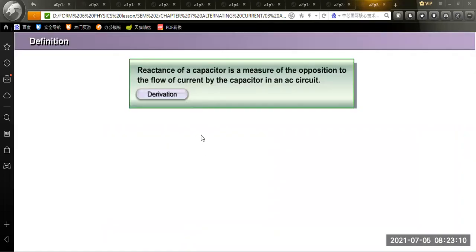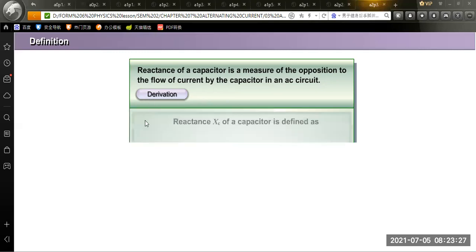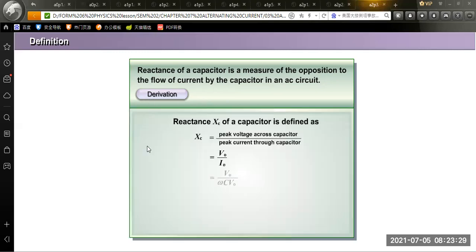Reactance of a capacitor is a measure of the opposition to the flow of current by the capacitor in an AC circuit. Opposition, that means reactance. So reactance XC, the concept is the same as the resistor. Why? Because the SI unit is ohm.